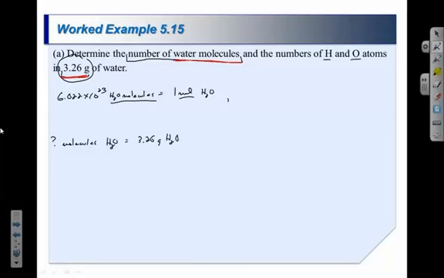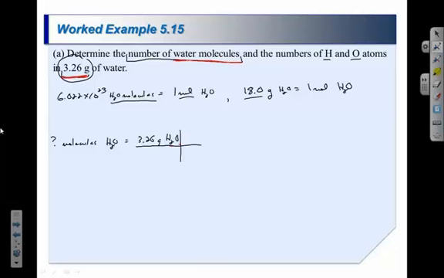I need the molar mass, right? So I need the mass of 2 hydrogens and 1 oxygen. And if I add that together, I get 18.0. I can use more sig figs if I want. I probably don't want that to limit the sig figs of my final answer. So since I'm limited to 3 anyway by this 3.26, I don't really need more than 3 in my molar mass. But that's going to be the relationship between grams of water and moles of water. Like the masses on the periodic table are always the number of grams equal to 1 mole of a substance. So now I've got the relationships I need.